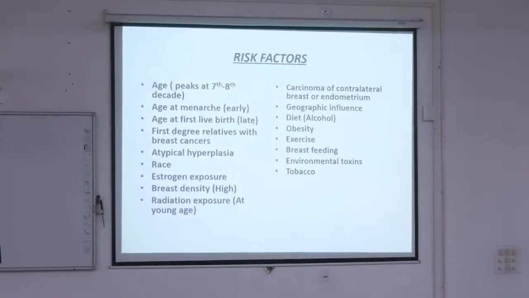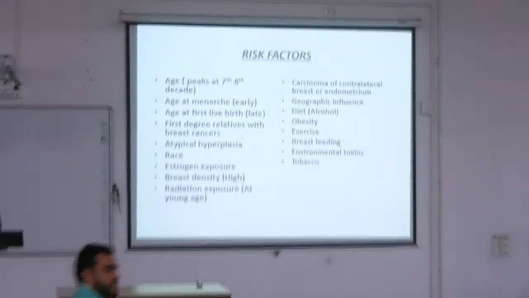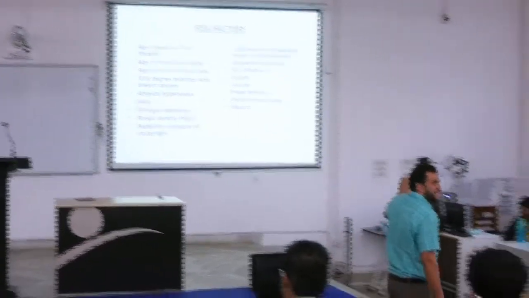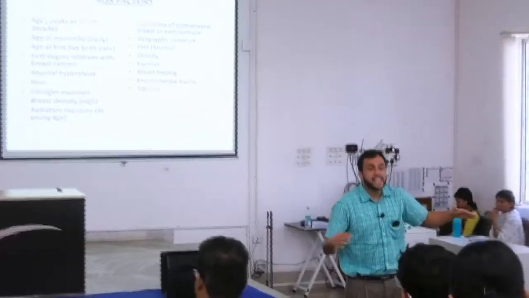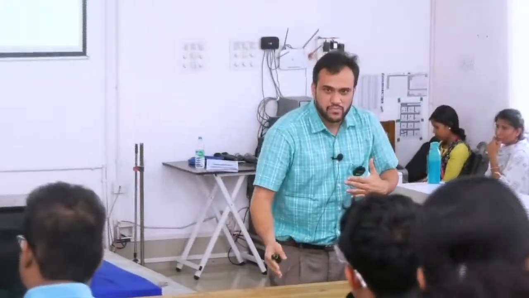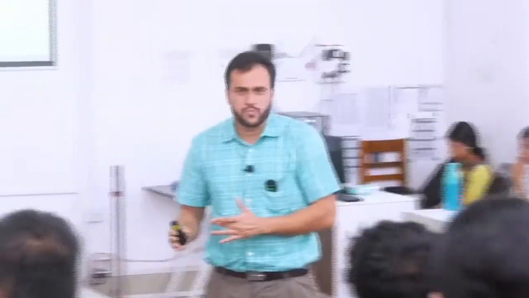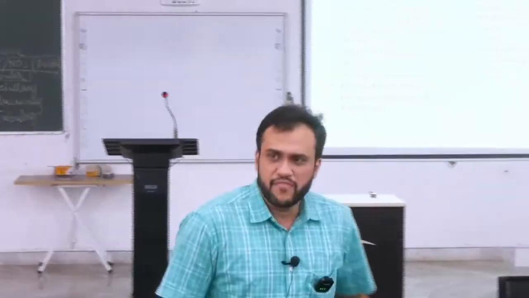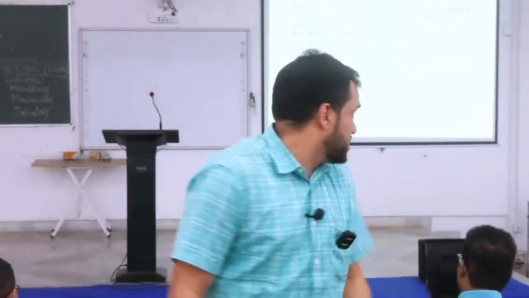Obesity. What has obesity to do? Obese women develop breast malignancies more as compared to non-obese women. Exercise has a good effect, it does not predispose to malignancy. Breastfeeding, as I have explained, if the lady breastfeeds the child more, there is a lesser chance of developing malignancy. So these are not so important as compared to the ones on the left-hand side. Then you get various environmental toxins, tobacco exposure, nicotine exposure and all.